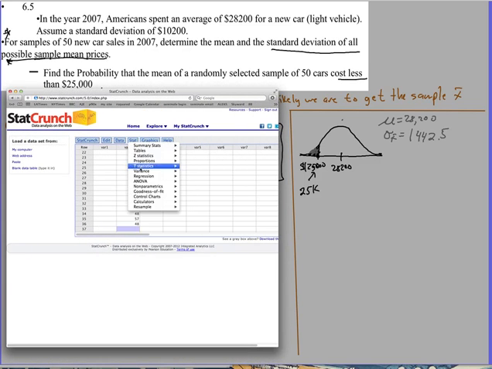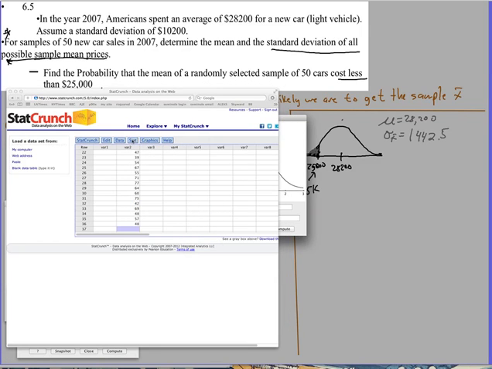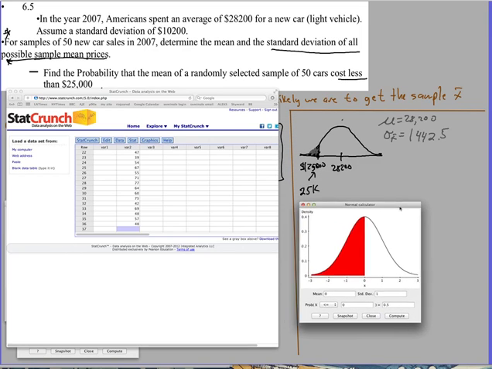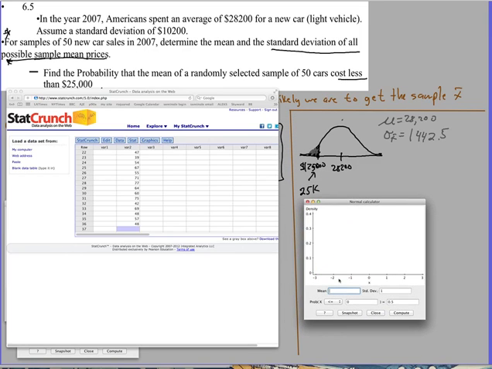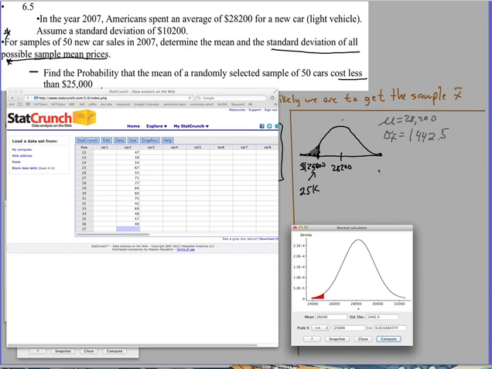Okay, so let's go stat, go down to our calculators, we're on normal. Here's our normal right here. So we want to make our mean 28, and I want to make my standard deviation 1. I want to be less than or equal to, which I'm at less than, and I want to make this 25,000. Okay, so it's going to happen about 1.3% of the time.